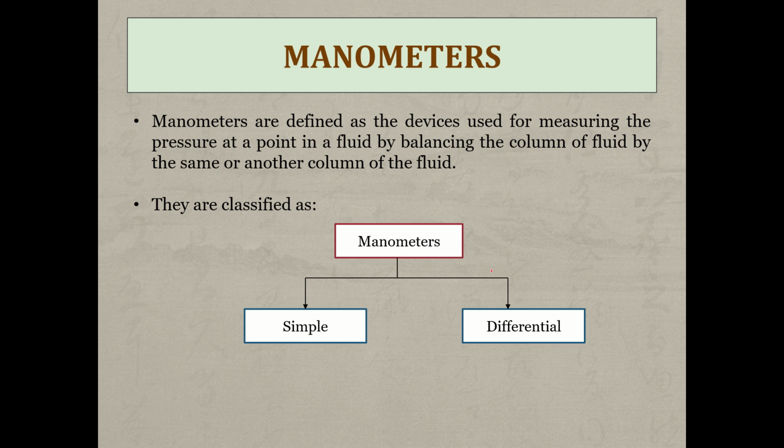As I've told in the definition, balancing the column of the fluid by the same means it is a simple manometer. Balancing the fluid column with another column of fluid means it is a differential manometer. In this video, we will discuss simple manometers. In the next video we will see differential manometers.